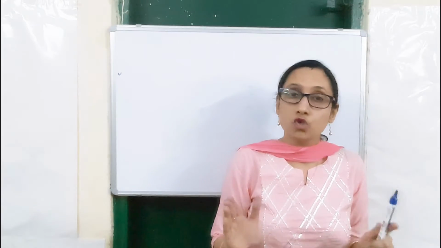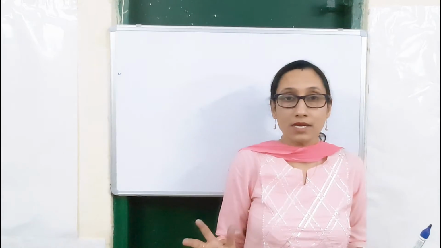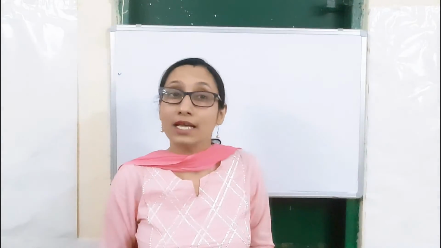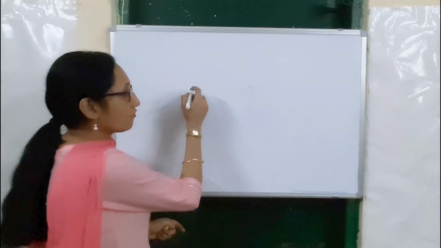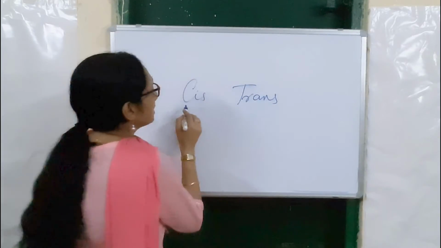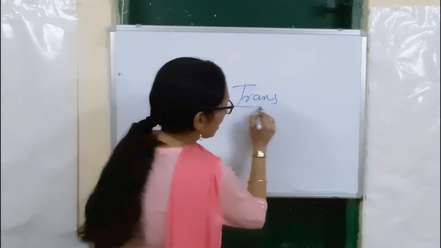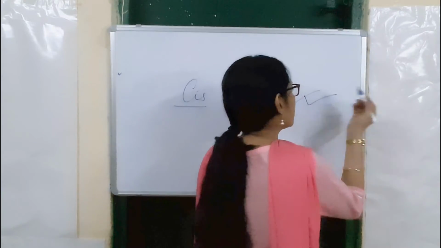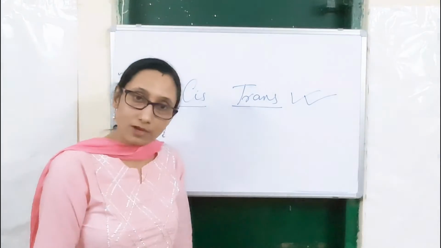Now, but-2-ene has how many isomers? 2 isomers. But-2-ene has geometrical isomers, that is the cis form and the trans form. So, among cis-but-2-ene and trans-but-2-ene, which is the most stable alkene? The trans form is the most stable product.